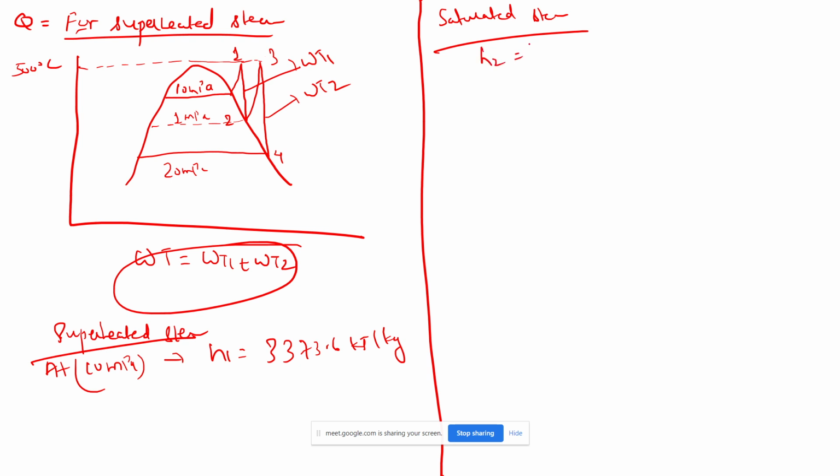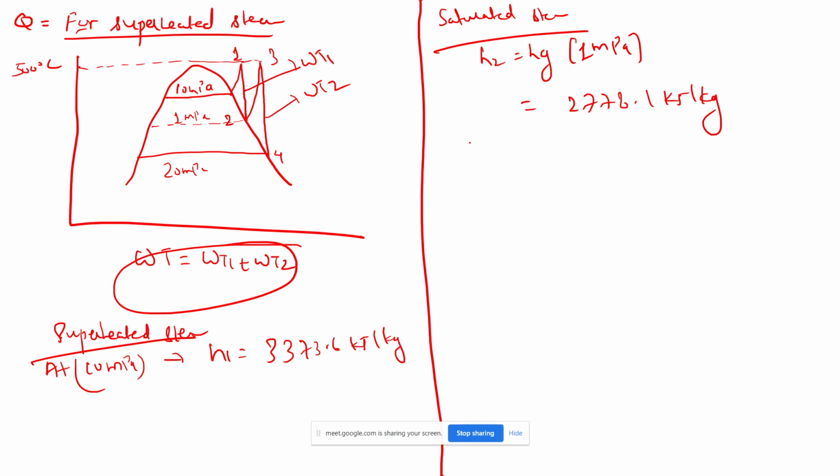So H2 will be equal to Hg at 1 megapascal pressure. What is the value of Hg at 1 megapascal pressure? That we can get from the saturated steam table at 1 megapascal. It will be 2778.1 kilojoule per kg.